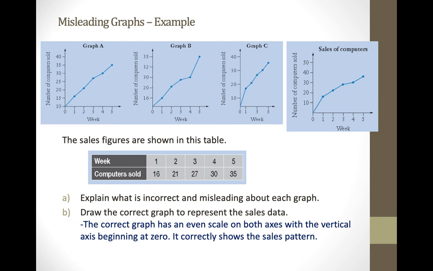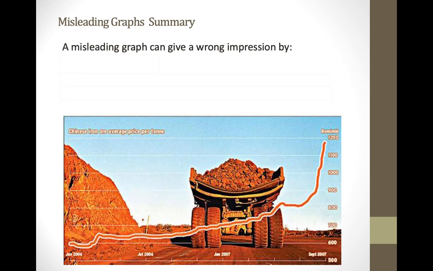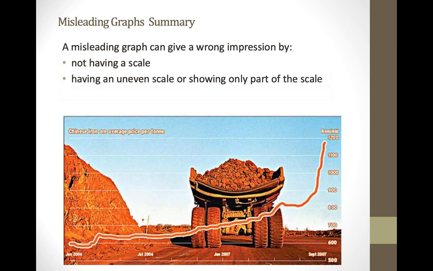The key is to make sure that the axes are all labelled and that a ruler is used and a consistent scale is used. A misleading graph can give a wrong impression by not having a scale at all, by having an uneven scale or showing only part of the scale, or not showing the correct position on the scale.